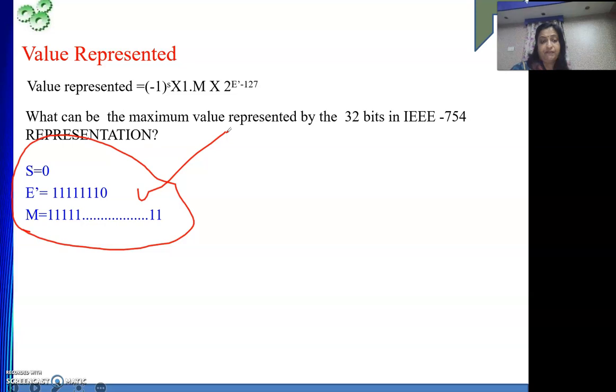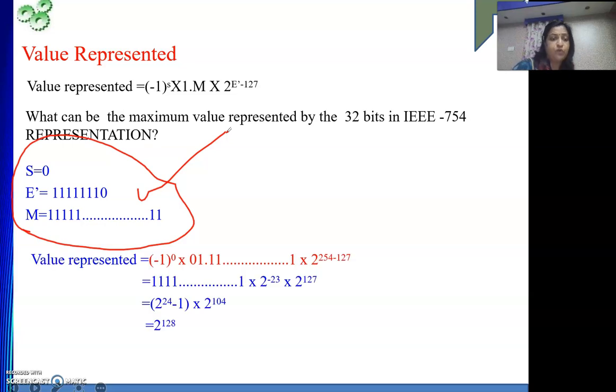So what will be the value? The value will be minus 1 to the power 0, that is a positive number. Then what is it? 1.1111 up to 23 bits, then into 2 to the power 254. 254 is my exponent, right? In the bias format, minus 127. So it will be 2 to the power 127, right?